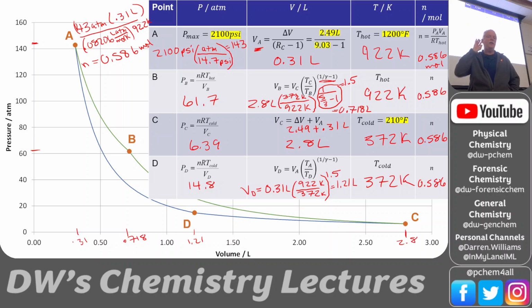Yes, because we don't have enough information to solve it with the ideal gas law. If we had the pressure at that point, then we could just use the ideal gas law. But because we don't have enough information, we have to find another way to solve that problem. And because it's on an adiabat, we can solve it using these adiabatic relationships.